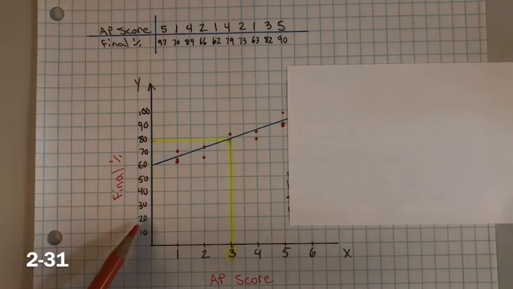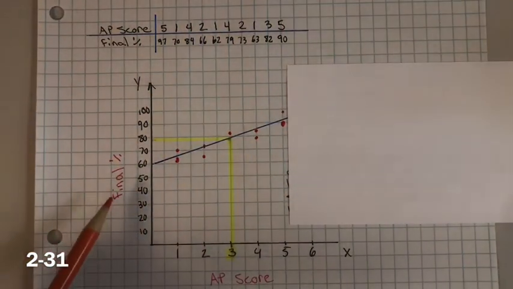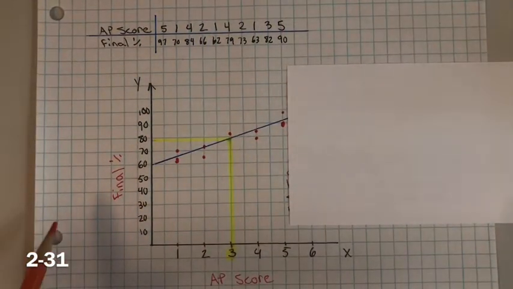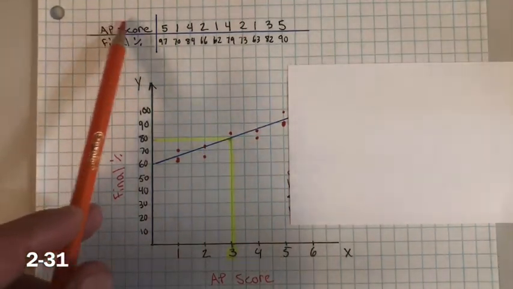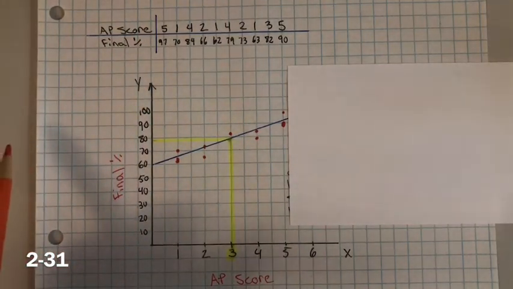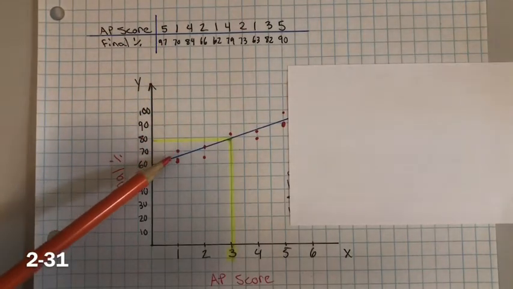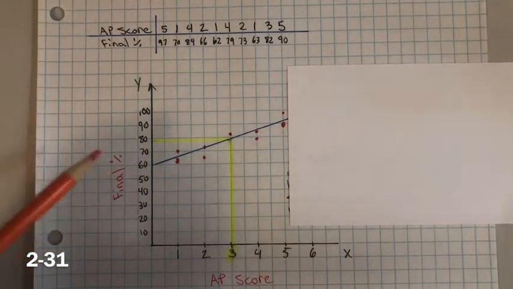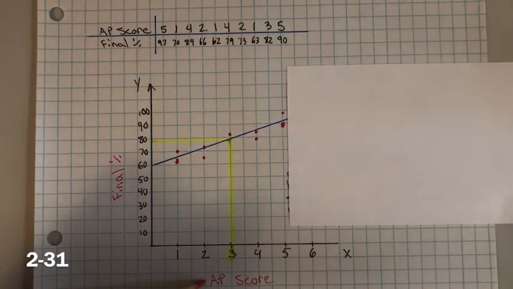Problem 231, you need to create a scatter plot on graph paper using the data from this table. You're going to draw a line of best fit that represents the data. So I plotted the points from the table. I have the final percent as the dependent variable and the AP score as the independent variable on the x-axis.